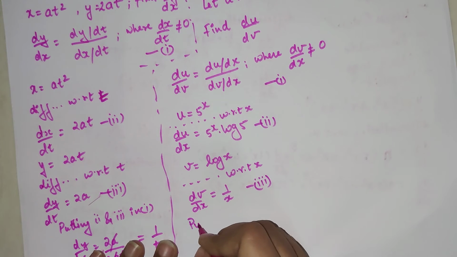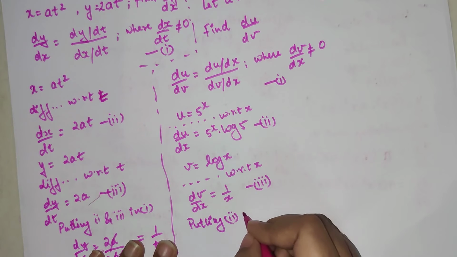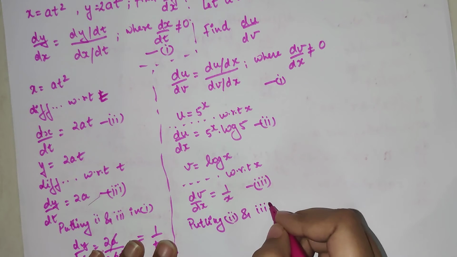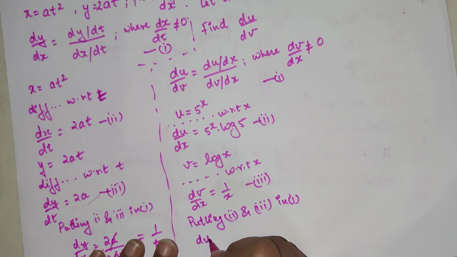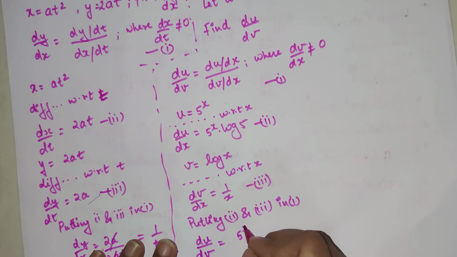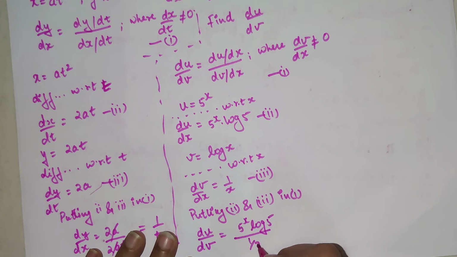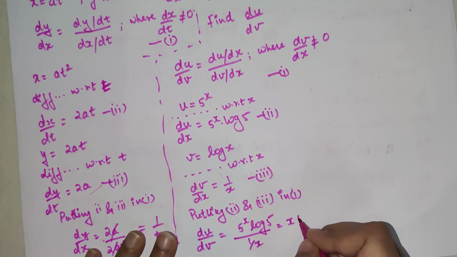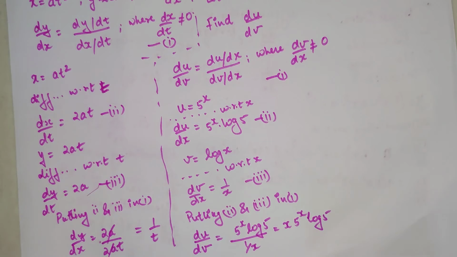Then we'll say putting 2 and 3 in 1. So we will now say du by dv is equals to 5 raised to x log 5 upon 1 upon x. So it is equals to x 5 raised to x log 5. Okay.